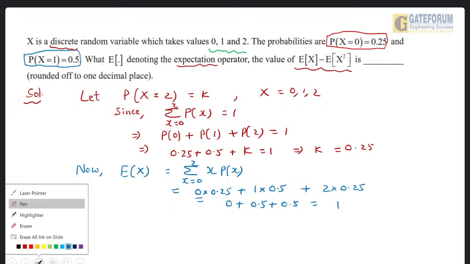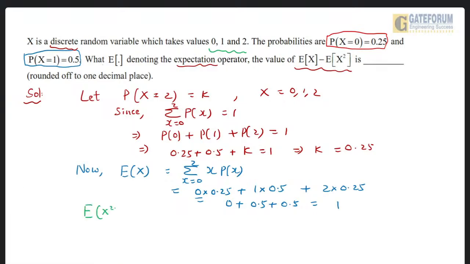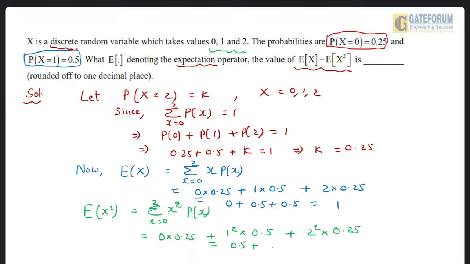Next, E of x square. Summation x equal to 0 to 2 of x square into P of x. Okay, this is 0 square into P of 0, 0.25, plus 1 square into P of 1, which is 0.5, plus 2 square into P of 2, which is 0.25. So this is 0.5. 2 square value 4 into 0.25 is 1. So 1.5.